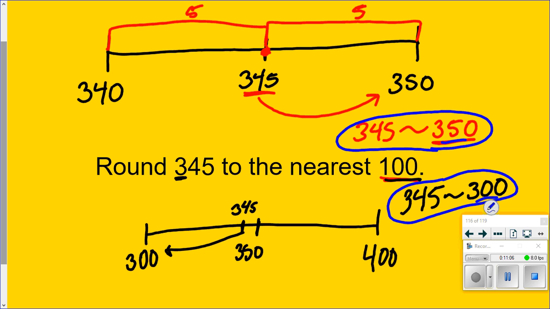Why are those different? Because on the first one you're rounding it to the nearest 10, and on the second one you're rounding it to the nearest 100. Which one do you think is going to give me a better answer? Why? What do you think? We've got two different estimates.